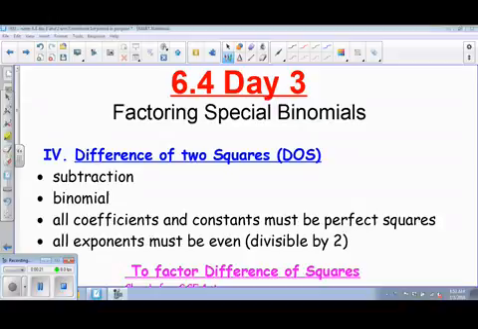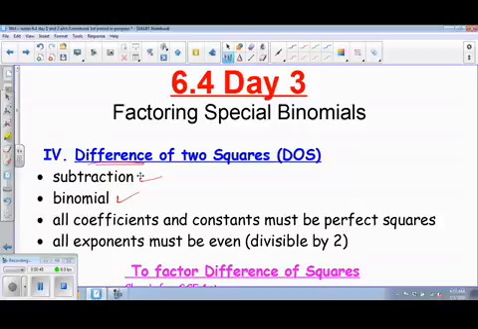The first special case is the difference of 2 squares. Difference means what? Subtraction. So if it's a binomial, it has to be subtraction. These are your requirements for it to meet the qualifications for the difference of 2 squares. It has to be subtraction. That's the word difference. It has to be a binomial. Doesn't work if it's not.